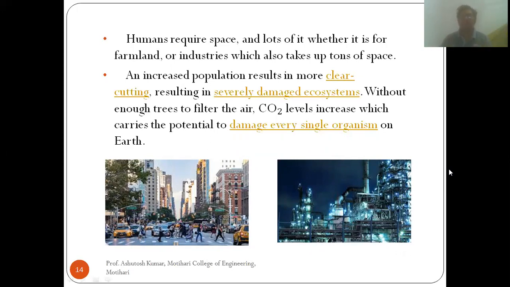Any industrial development, any technological development cannot be done without the help of space. So the first and primary requirement is space. An increased population results in more clear cutting, resulting in a severely damaged ecosystem. So when population grows, we affect our ecosystem. For creating space, we cut the trees, and we all know trees are the only things which filter the air. And when there are fewer trees on the planet, the CO2 level will increase, which carries the potential to damage every single organism on the earth.